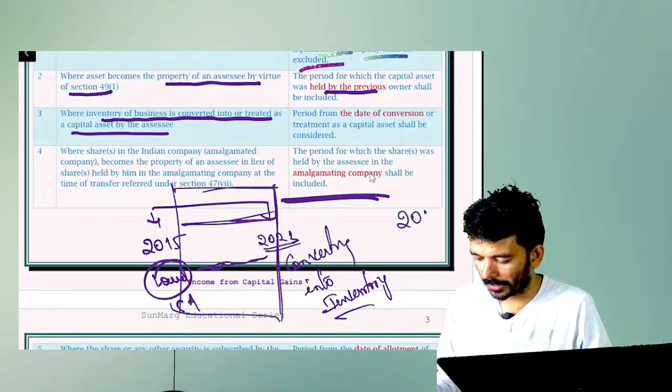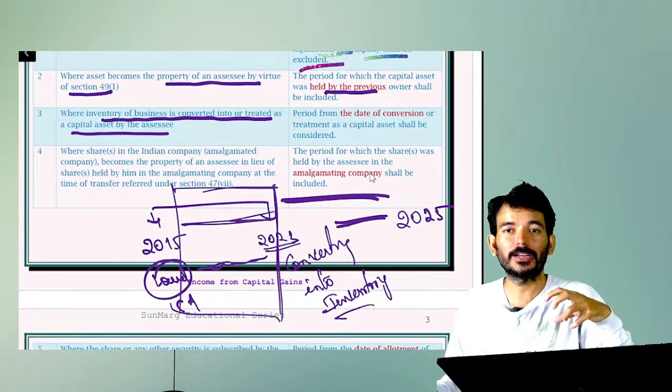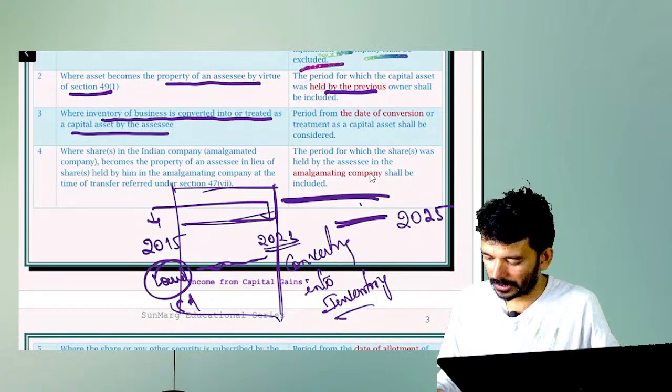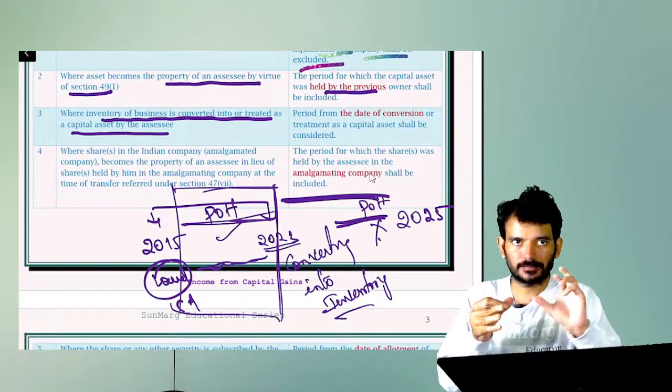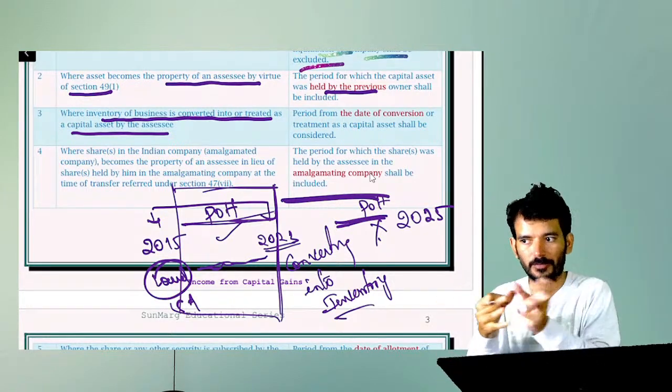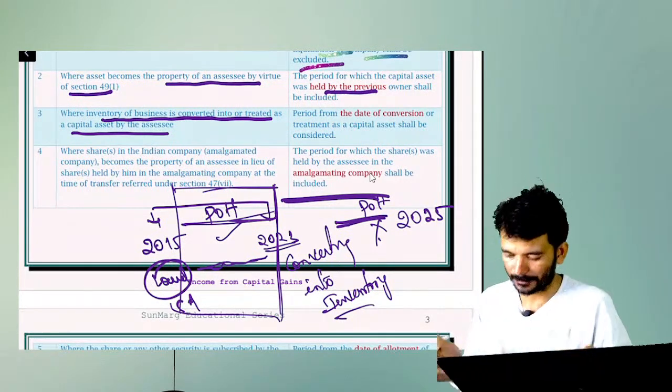Maybe I might be selling this plot in 2025. 2 years I'm holding it as inventory. I'm not holding it as a capital asset, right? So this period of holding will not be considered. Only this period of holding will be considered in calculating my cost of acquisition or cost of improvement or index for cost of acquisition or index for cost of improvement. Hope it is clear.